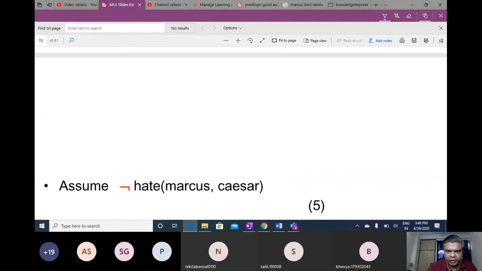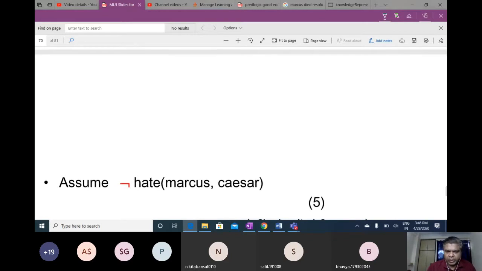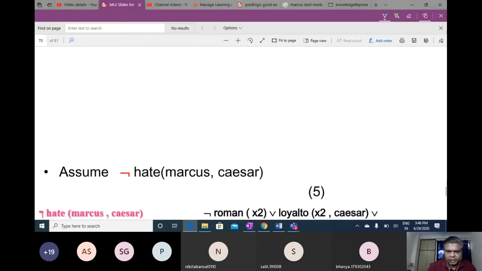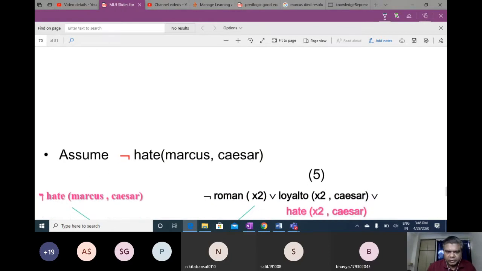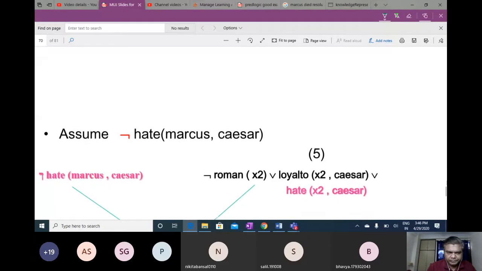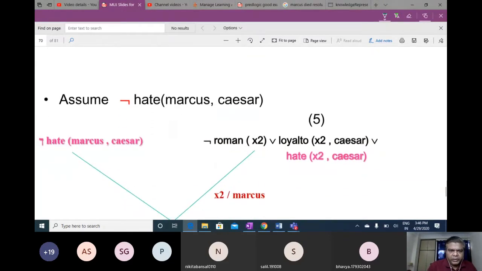I assume that you have placed all your converted statements at some other place. I will not go back and refer to them again and again. They are just here, and I'll make a resolution at each step. So we start with this statement, not hate Marcus Caesar. We have to find in our given statements any predicate which contains the term hate.